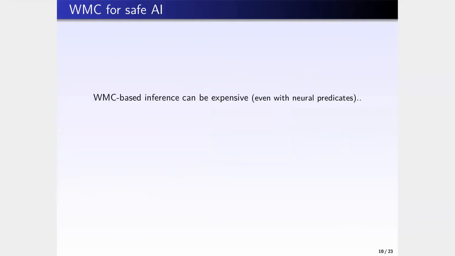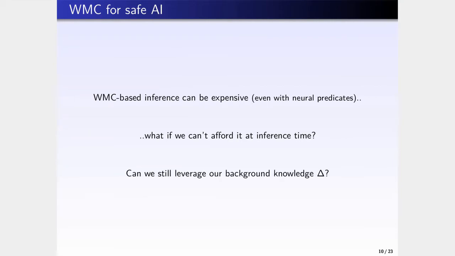And for those of you that have worked with ProbLog or DeepProbLog, I'm looking at Gianluca here, probably you know that weighted model counting based inference can be very slow, very expensive, even if you are approximating some parts of the problem with neural networks. And in some applications, of course, we cannot afford this at inference time. We need something faster when we need to make some predictions, right? Can we still leverage our constraints? Of course, the answer is yes. Otherwise, I wouldn't have made this slide.